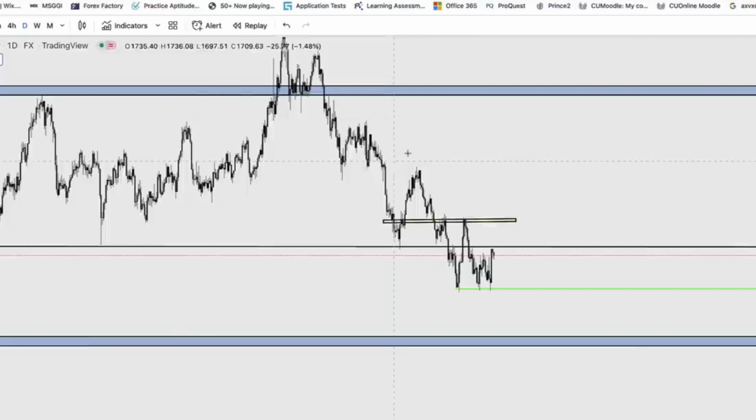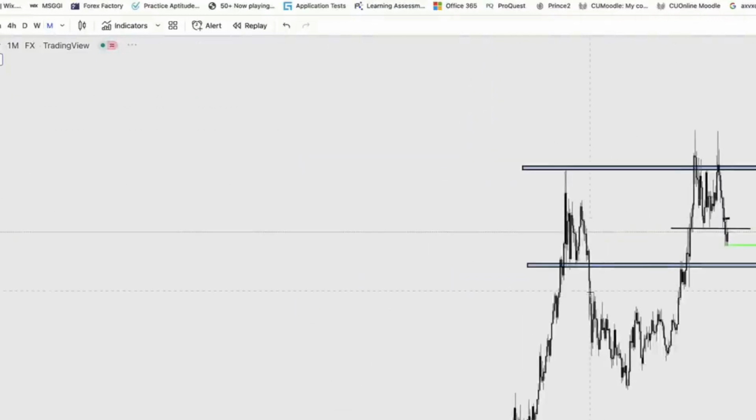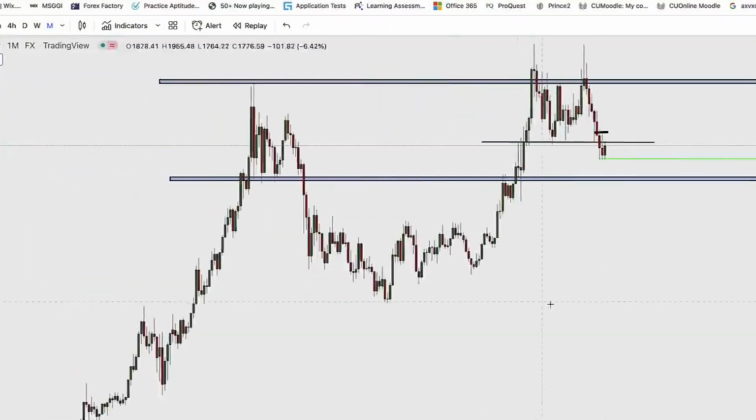Okay, let's quickly look at what gold is saying. My bias for gold still pretty much is the same.